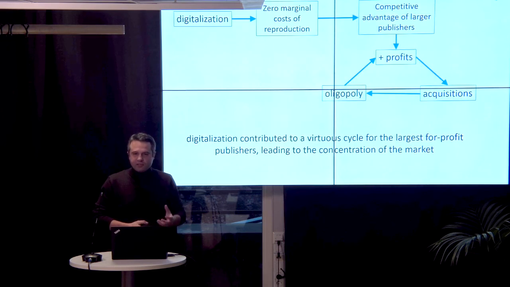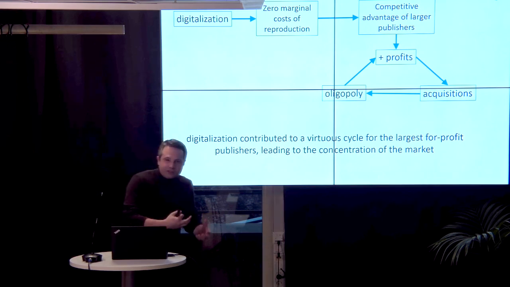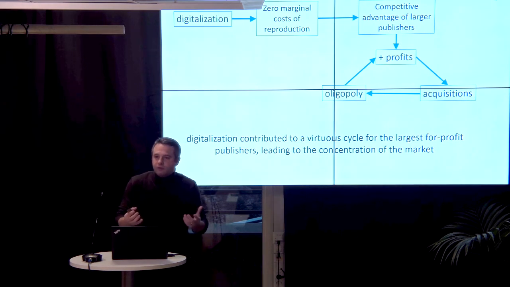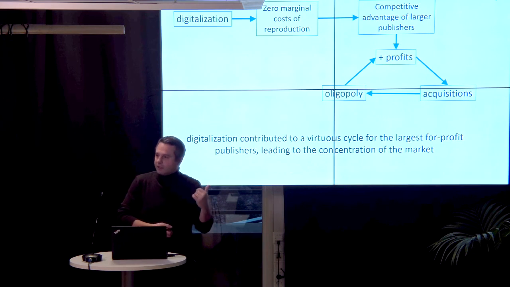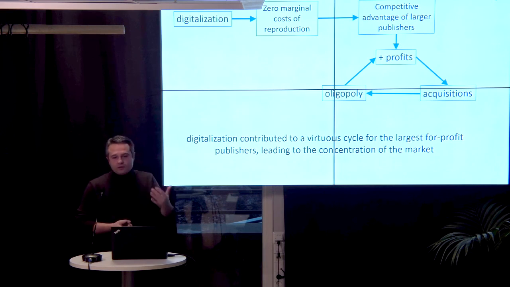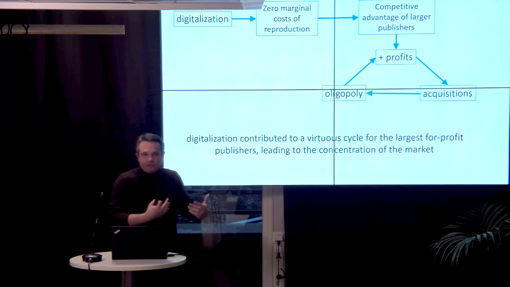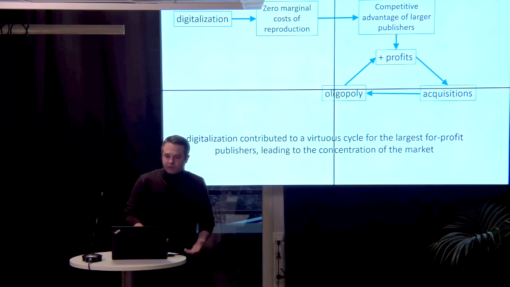So digitalization contributed to a virtuous cycle for the largest for-profit publishers. It was difficult for some of the small publishers to move to a digital era. Today it seems obvious to open a journal online, but back in the 90s, it might not have been that obvious. And also, with digitalization, you have zero marginal cost of reproduction, which means that large publishers can offer a large amount of publications at a lower price, and this gives them a competitive advantage, which increases their profit. They invest in acquisitions, and so forth. So we have this process of concentration.